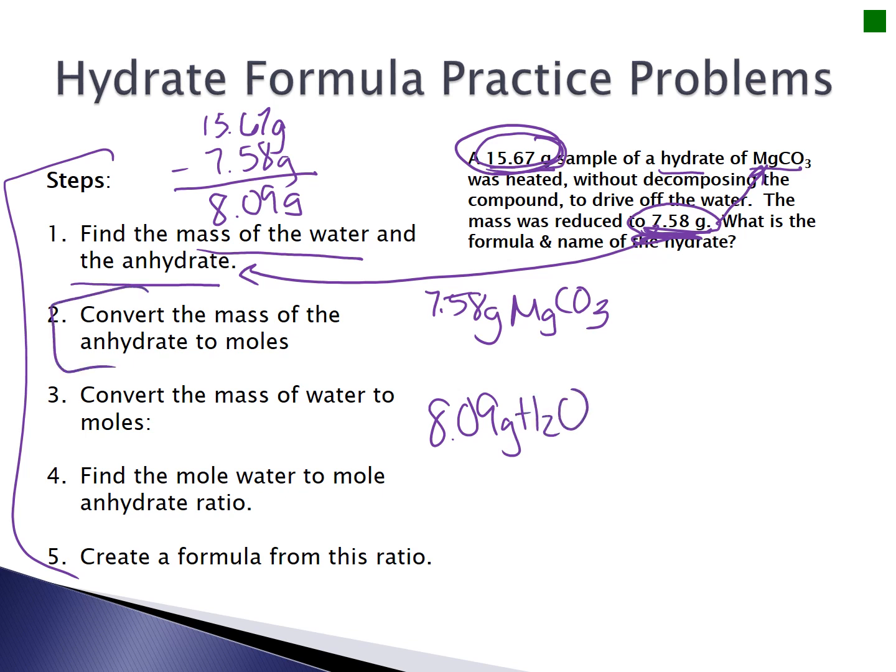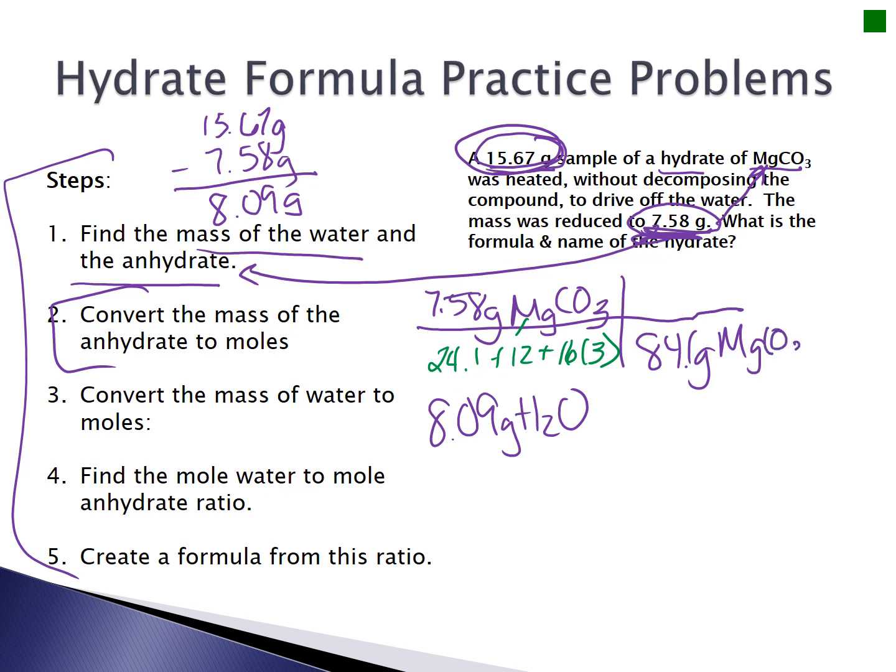Convert the mass of the anhydrate to moles. I have to figure out the molar mass. So this would be 24.1 plus 12 plus 16 times 3. We get a total of 84.1 grams of MgCO3 for every 1 mole of MgCO3. Multiply that out and you get 0.09013 moles of MgCO3.